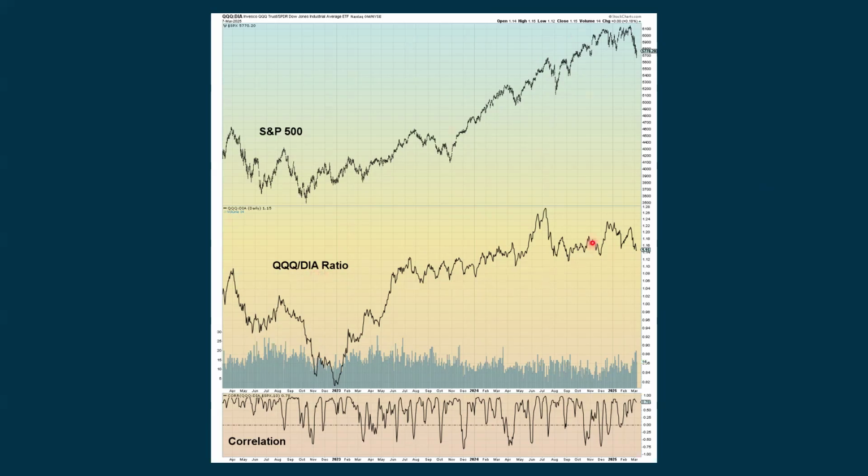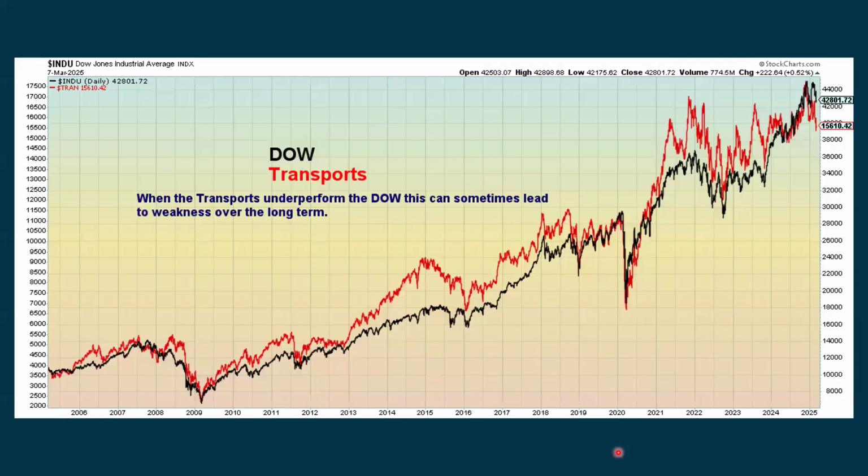And we're seeing that the correlation between the ratio in the middle and the S&P is still pretty strong right here. Not really getting a lot of insight from this, but we're just looking for times when we see the correlation really get out of line.